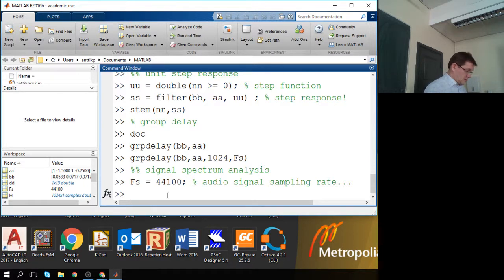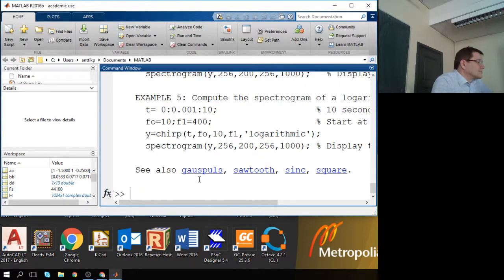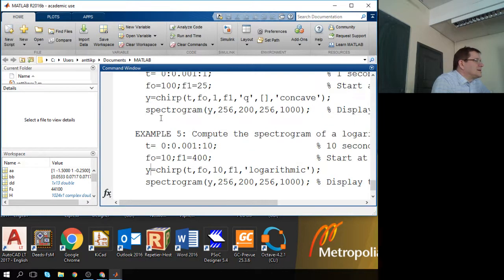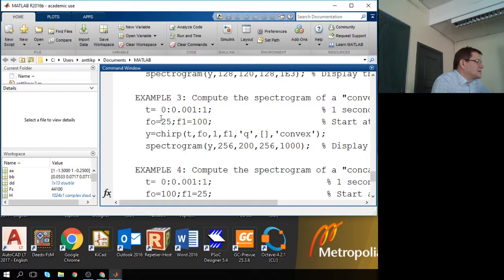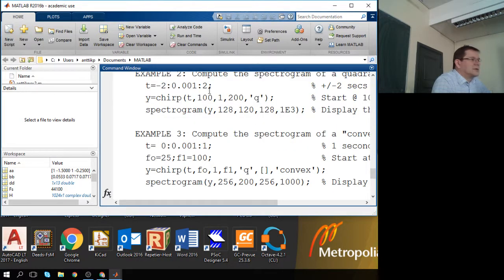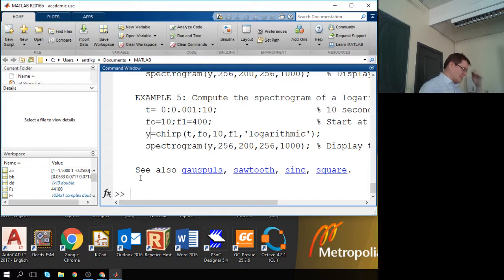So my signal, wait a minute. I need to find out the chirp. Help on chirp. Hey, that's nice. T, 10 seconds long, F0, 400 hertz. Anything else? Okay. Well, I'll just use that one. Not the examples here.